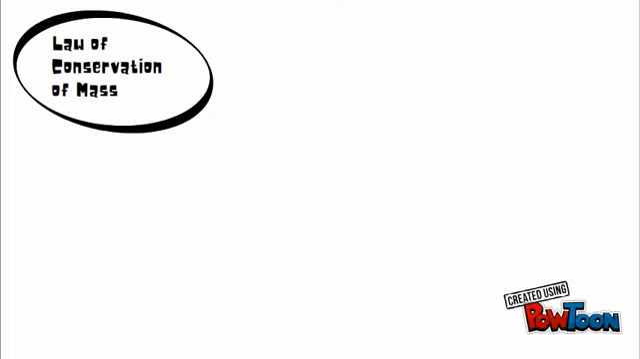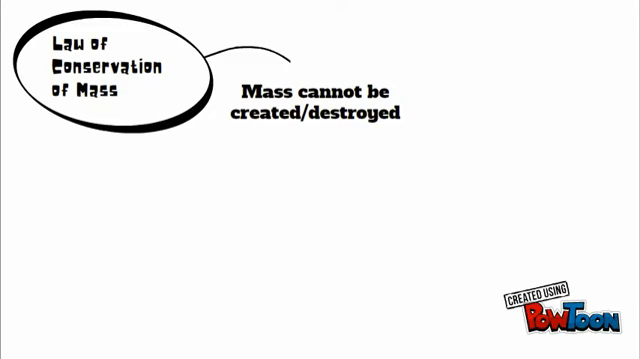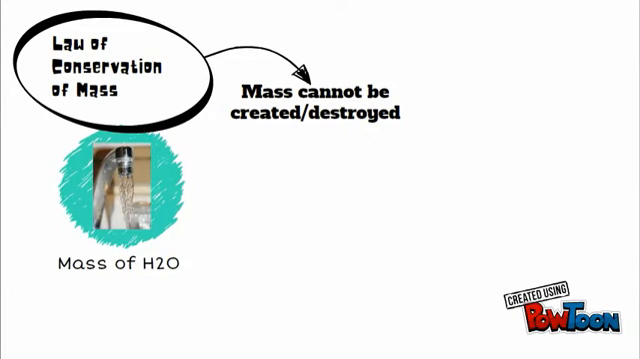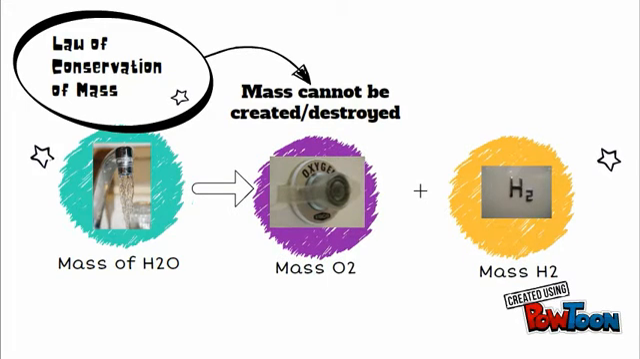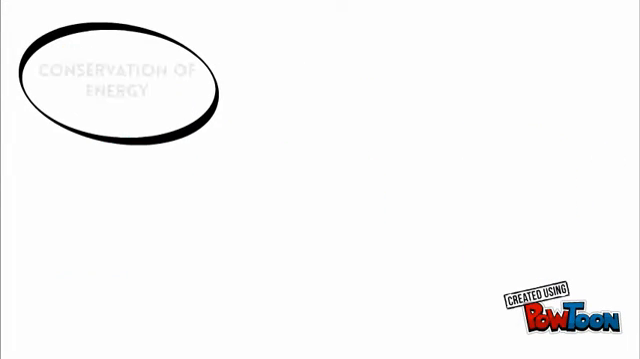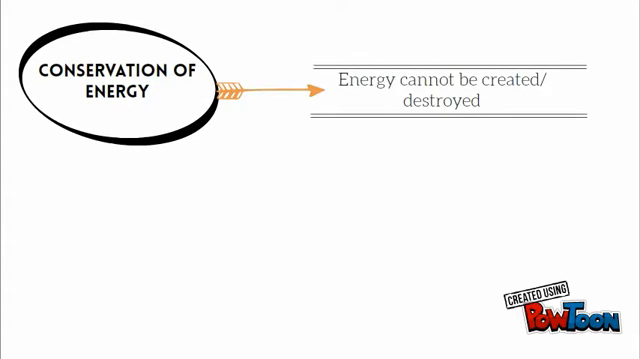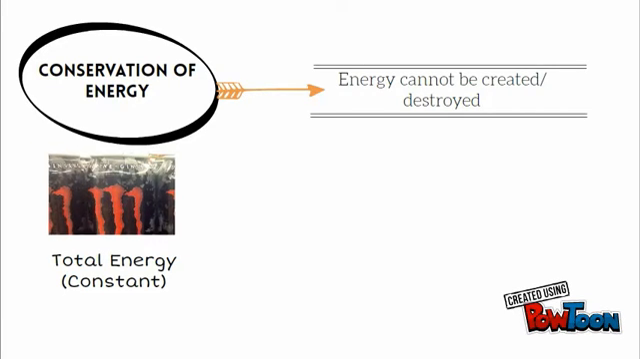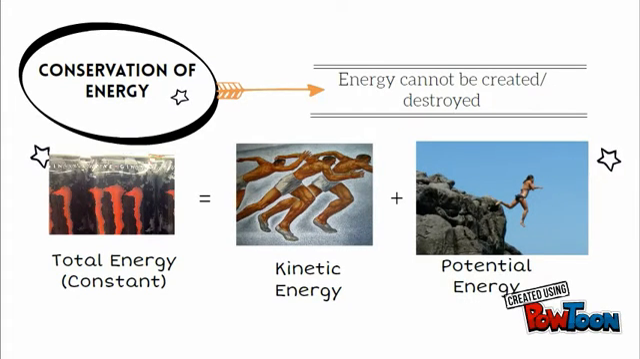If we look at the law of conservation of mass, we realize that in an isolated system, mass cannot be created nor destroyed. For example, in a chemical reaction, the mass of the reactants is equal to the mass of the product. Similarly, the law of conservation of energy states that energy cannot be created nor destroyed. That is to say, the total energy of an isolated system is constant, and we know that number to be the sum of the kinetic and potential energies.